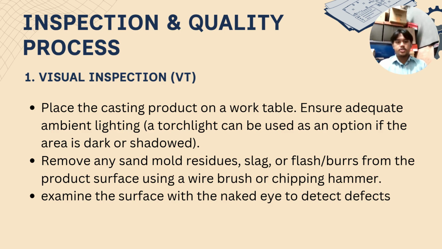Moving on to the inspection and quality process, the first method is visual inspection. To perform this, we place the casting product on a work table and ensure there is adequate ambient lighting. Also, we can use a torchlight as an option if the area is dark or shadowed. Next, we remove any sand mold residues, slag, or flash and burrs from the product surface using a wire brush or chipping hammer. Finally, we examine the surface thoroughly with the naked eye to detect any defects.